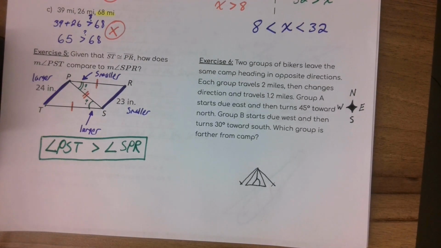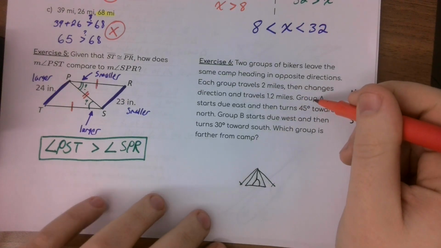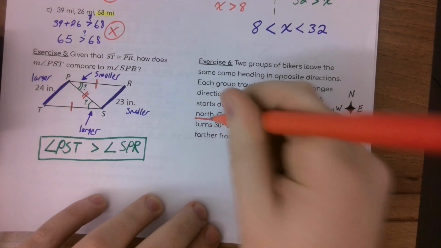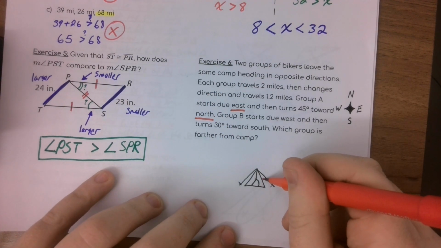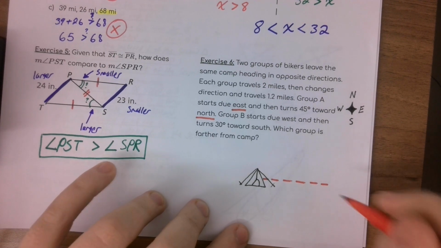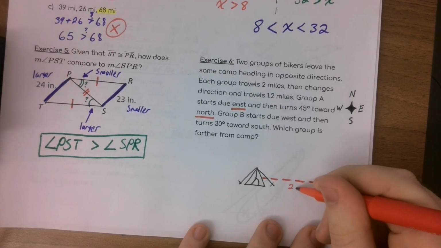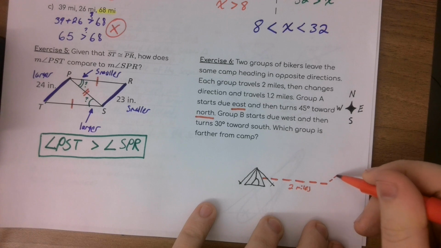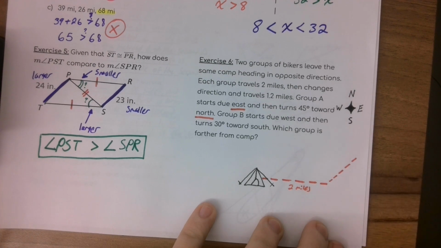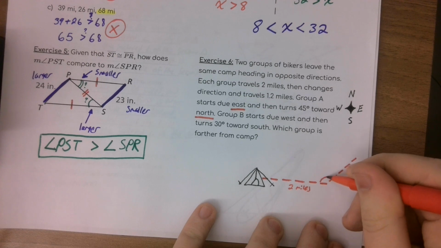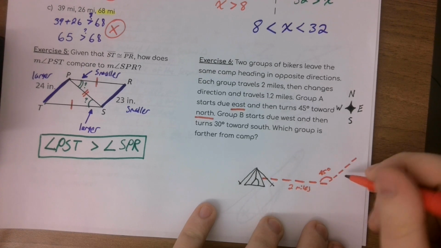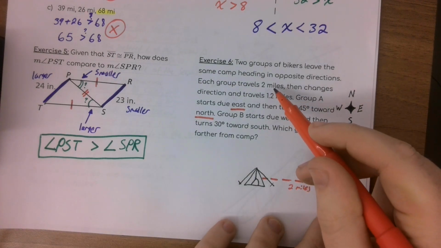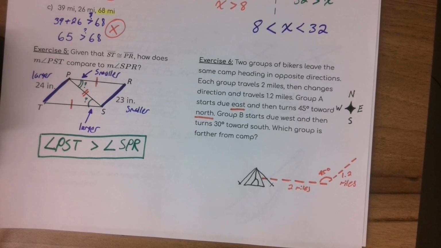Let's do 2 different colors for groups A and B. Group A starts due east for 2 miles, then turns 45 degrees north. So group A is going to go about 2 miles east, then turns 45 degrees, which we know is about this, towards the north direction. I'll label that as a 45-degree angle, and that's going to be 1.2 miles. It says they start by traveling 2, and then turn 1.2.